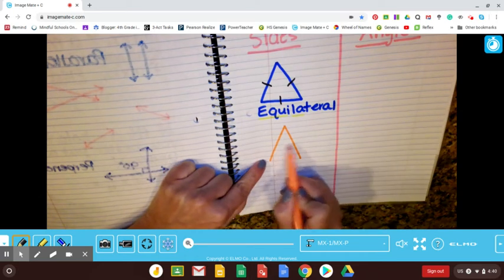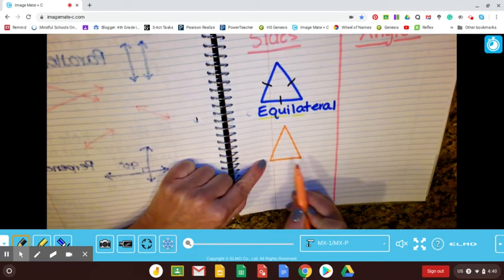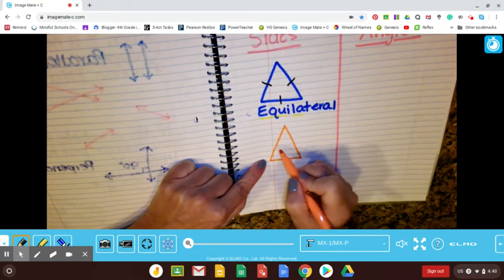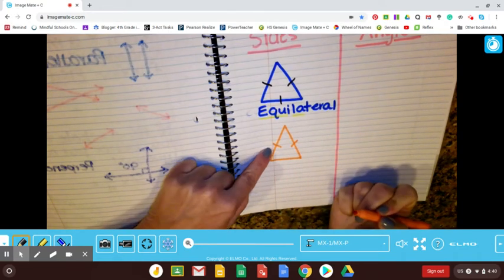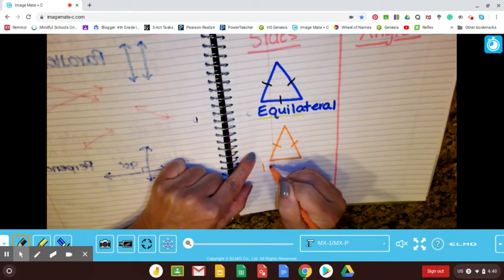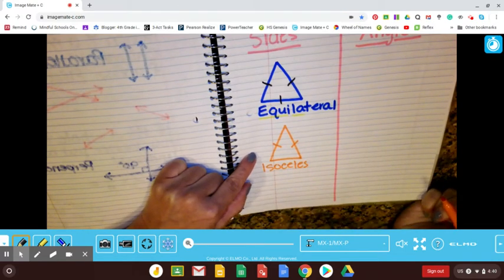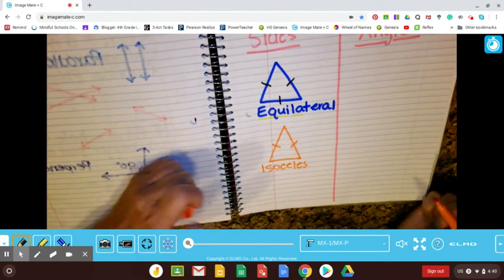So in an isosceles triangle, two lines or two sides are exactly the same length. So I would show that again by doing that. And this is called an isosceles triangle, like that. So at least two sides have the same length.